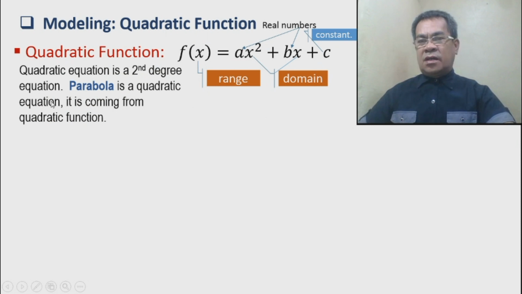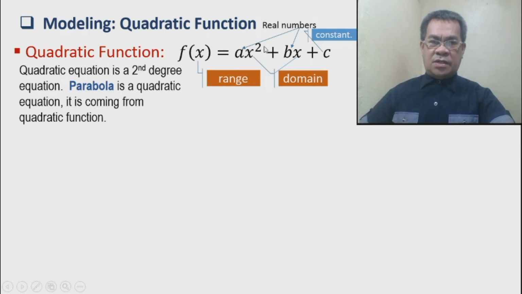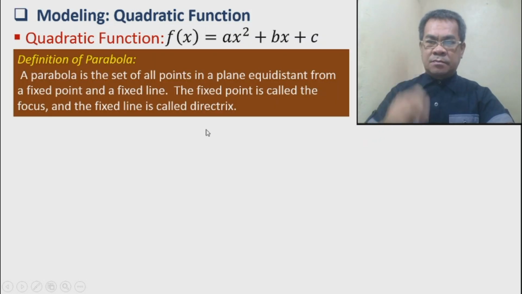So a quadratic equation is a second degree equation. Any equation that has a second degree is called a quadratic equation. Now, parabola is part of it. Parabola is a quadratic equation. It comes from the quadratic function. Therefore, the parabola is actually derived from this function.